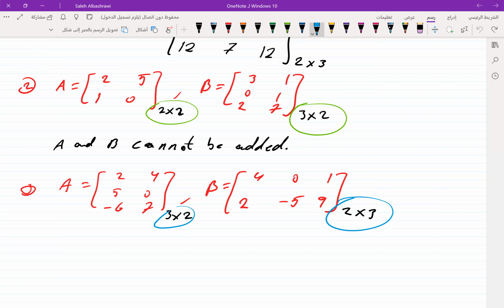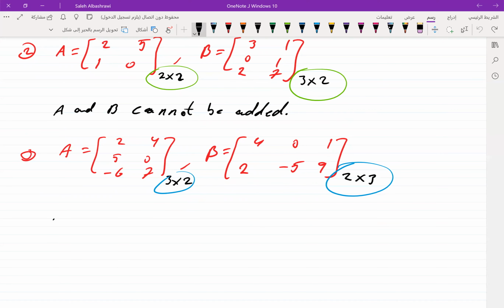Later on, we will see that the first matrix A is like a system of equations that has 3 equations and 2 variables. But the matrix B is like the coefficients of a system that has 2 equations and 3 variables. So that these are not equal. So A and B are not of the same size. Also in this case, A and B cannot be added.